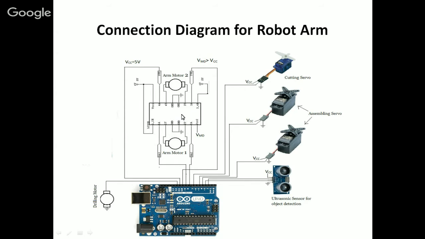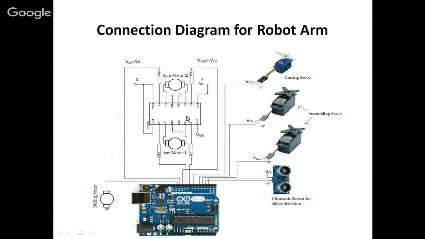This is the L293 motor driver IC and the Arduino Uno board. The ultrasonic sensor is connected to pin number 2 and pin number 3. The servo motor is connected to pin number 4, 5, and the cutting servo is connected to pin number 7.